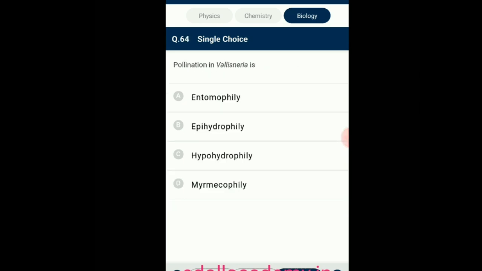Question number 64. Pollination in Vallisneria is. Entomophily is pollination by insects. Myrmecophily is pollination by ants. The pollination which takes place on the surface of water is called epihydrophily. The pollination which takes place inside the water is called hypohydrophily. In Vallisneria, the female flower reaches the surface of the water by the long stalk and the male flower or pollen grains are released onto the surface of the water. Thus, it shows epihydrophily. So, the answer for this question is option B, epihydrophily.